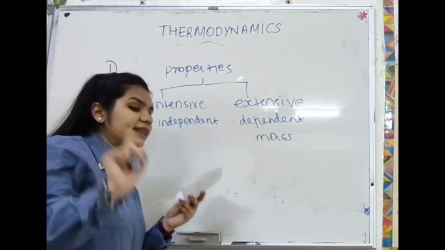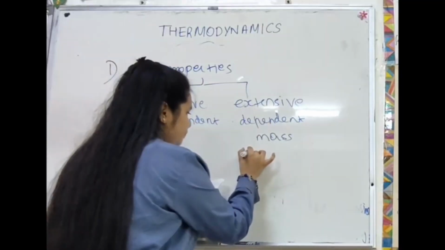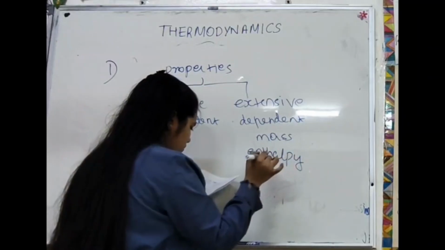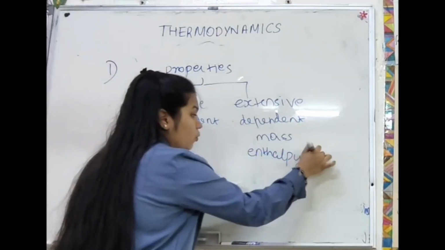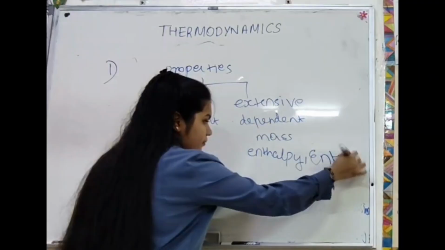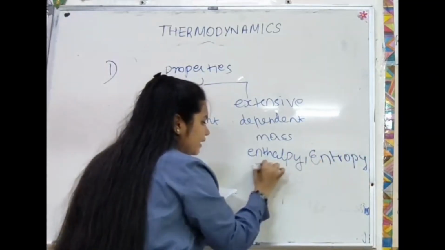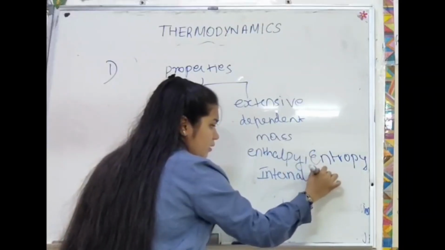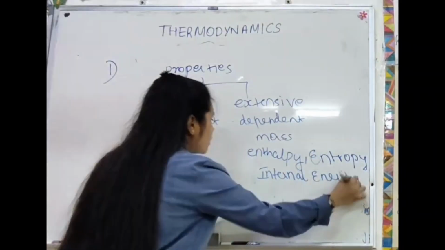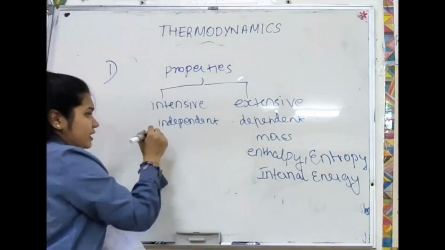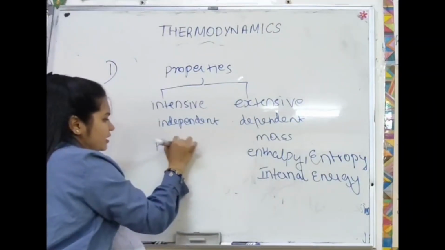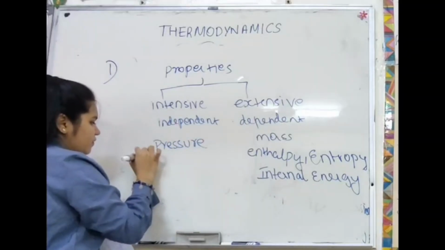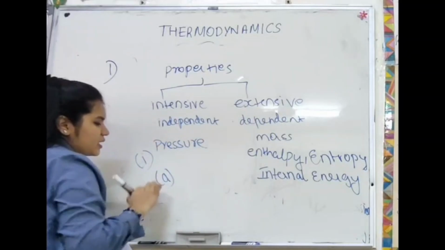So it is given pressure, enthalpy, internal energy, entropy. We know enthalpy is extensive. Entropy is extensive. And internal energy is also extensive. So the only option left is pressure. Pressure is intensive. Okay, so the first option, A, is the right answer.